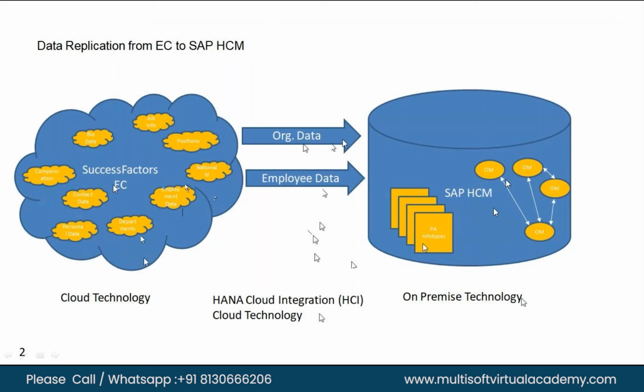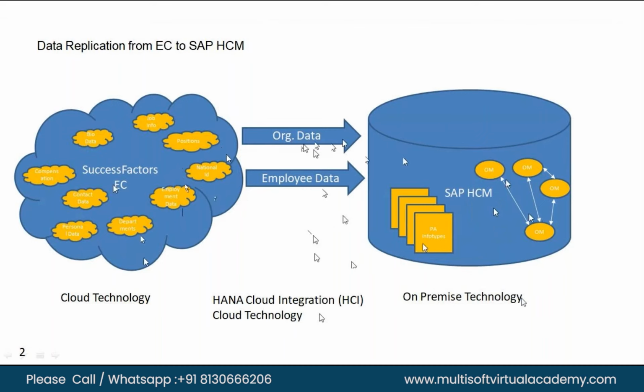Every client, in the initial days of the project, if the PA replication is planned, before that the org data should be available in all relevant OM infotypes, HRP tables. So the first step, as a replication consultant, is to make sure that all the org objects, positions, departments, the org hierarchy, and the cost centers are available in the relevant HRP tables. For that, based on the mapping, make sure that it sits in the HRP tables.